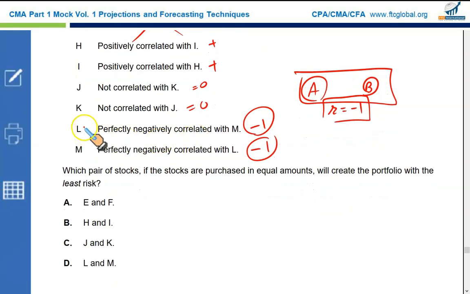So in our example, L with M and M with L have perfect negative correlation. So the perfect option is going to be combining L with M. These are the right option.